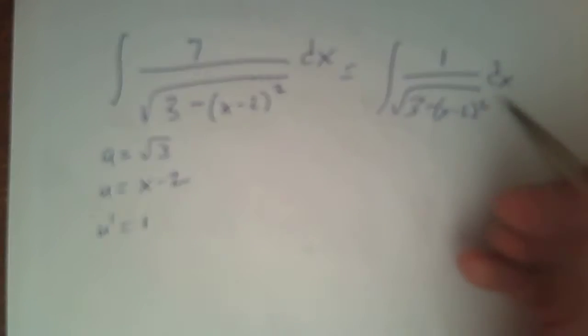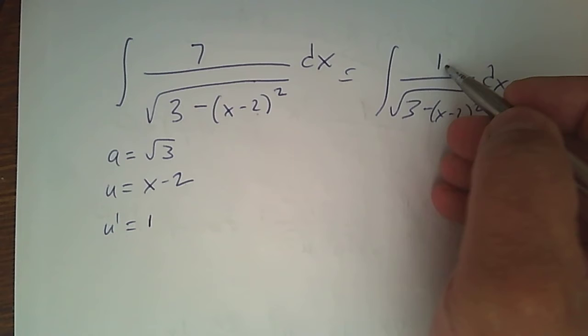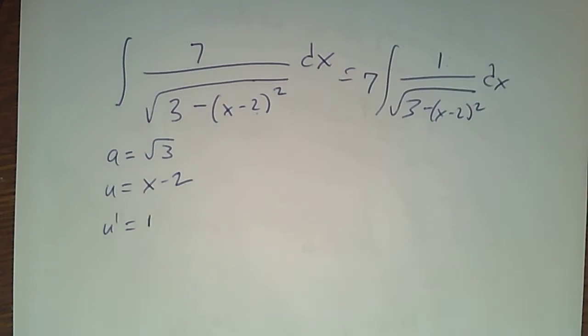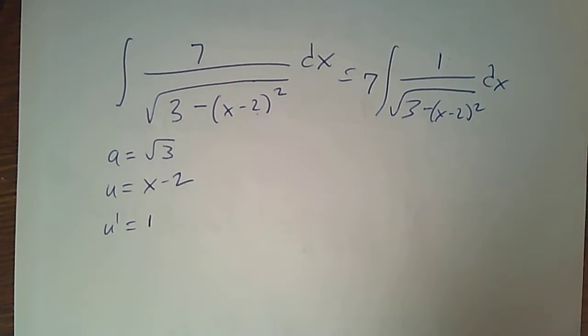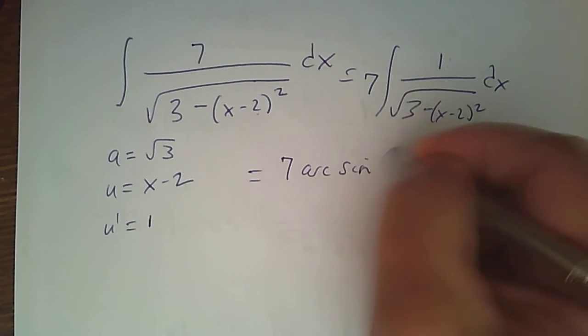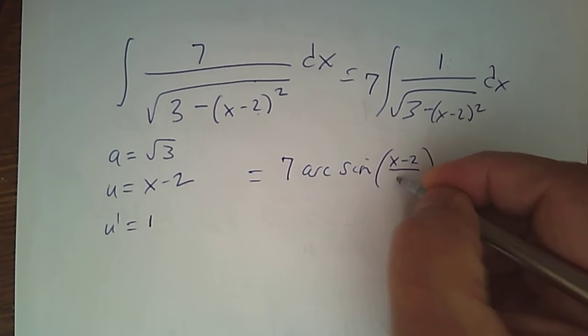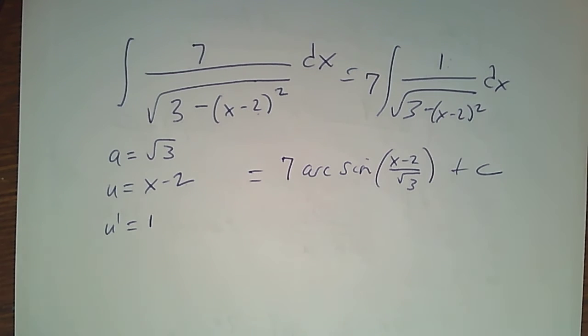Then, when I look at this, I need to understand what it was before and what it became. So 7 over 1, or just 7, now it's set up correctly. So now the answer starts with 7 arcsine, and then it's u over a, which is x minus 2 over root 3, plus c, and you've integrated it.